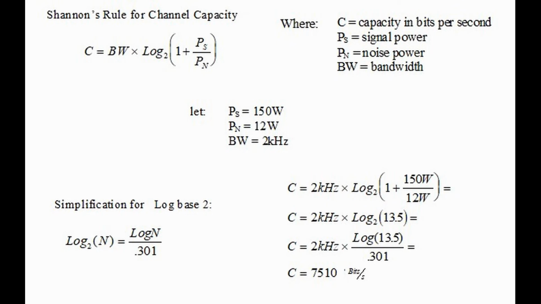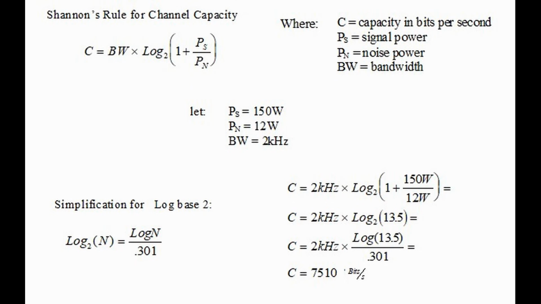The formula says that the capacity is equal to the bandwidth times the log base 2 of 1 plus signal power divided by noise power. We plug in the numbers and we begin to simplify the formula. And then we get to the point where we have that the capacity is 2 kilohertz times log base 2 of 13.5.